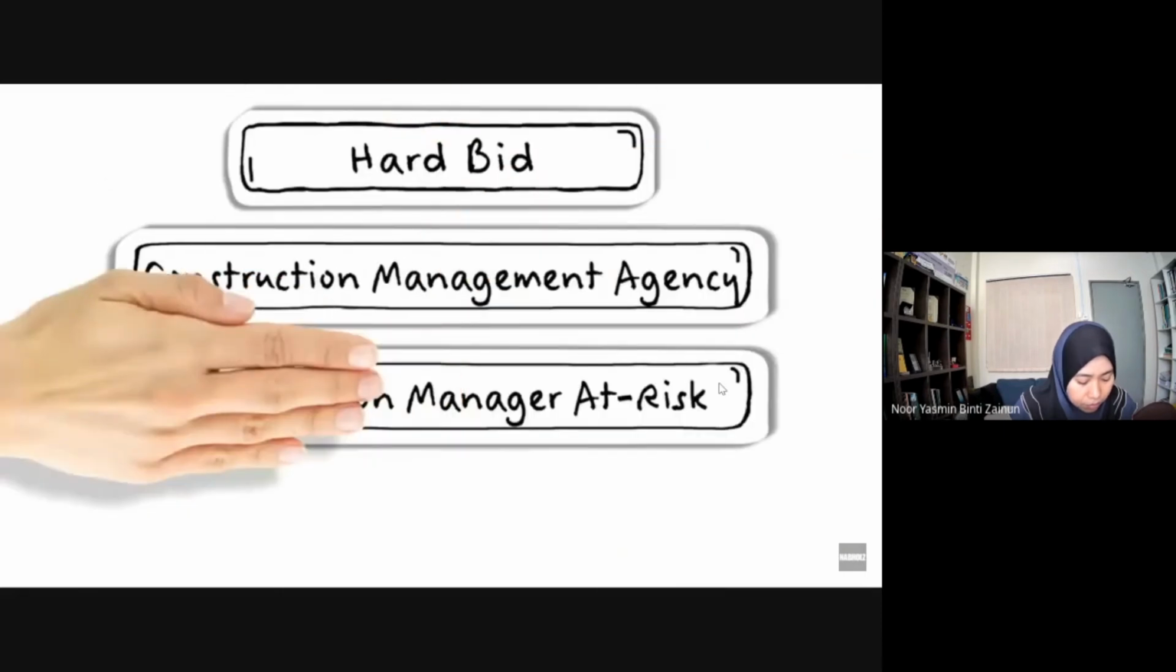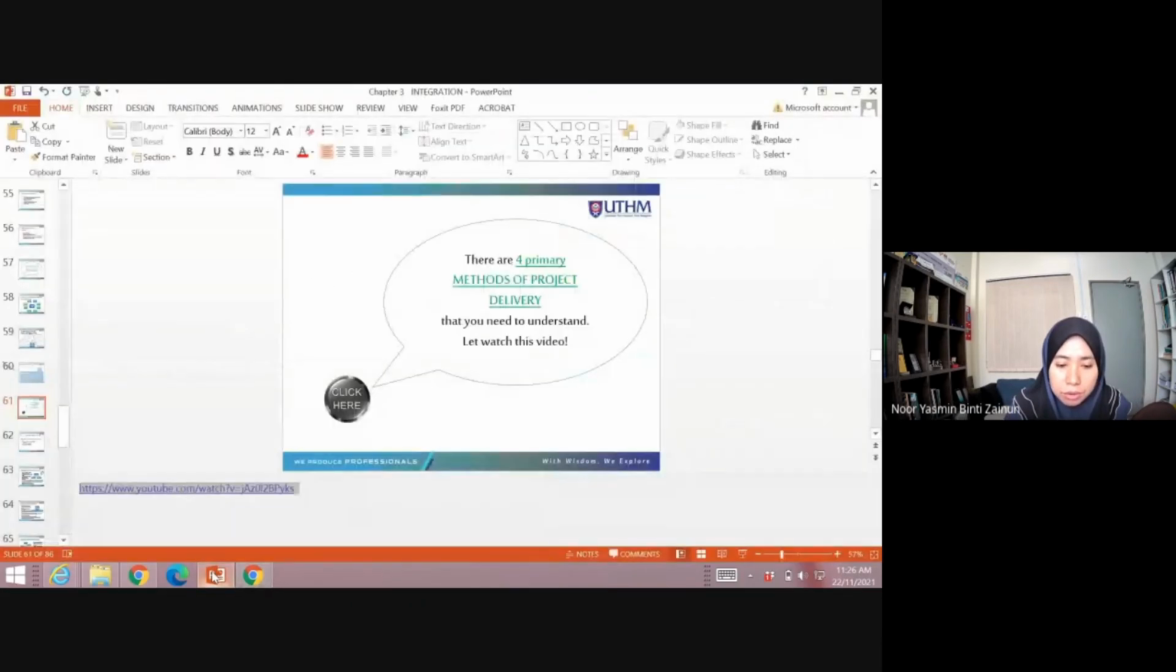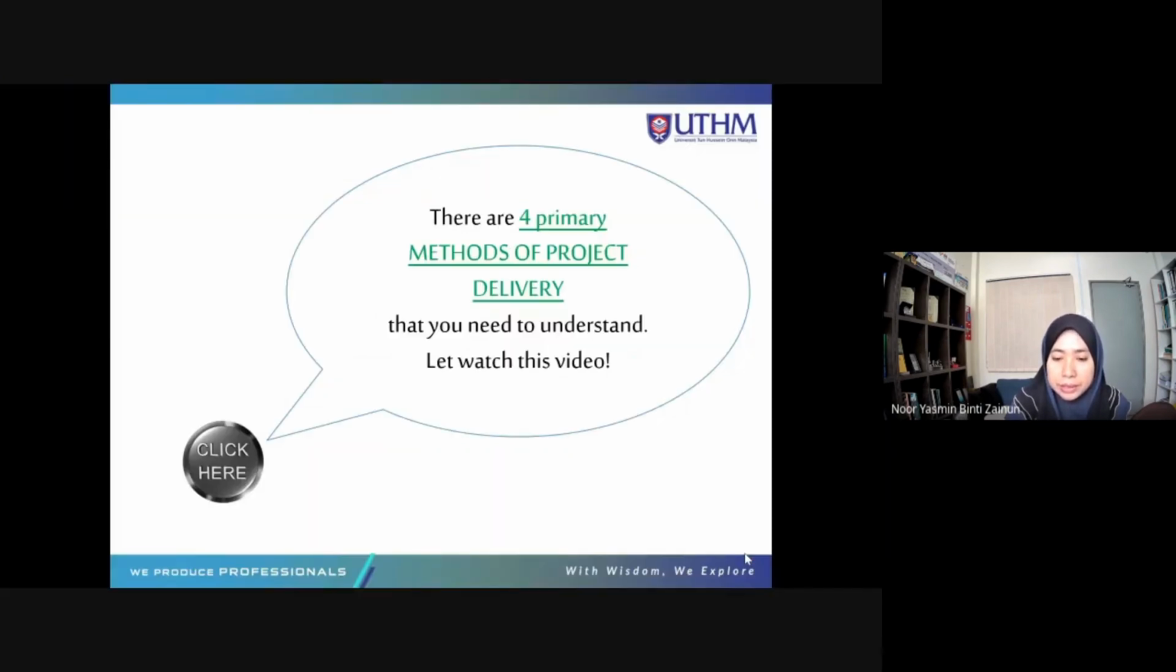These are 4 common delivery methods used by the construction industry today. We hope this helps you find the one that's right for you. So let's go and see the comparison between this.